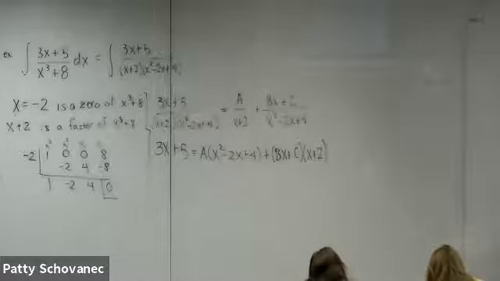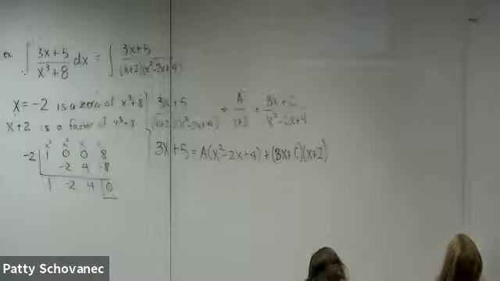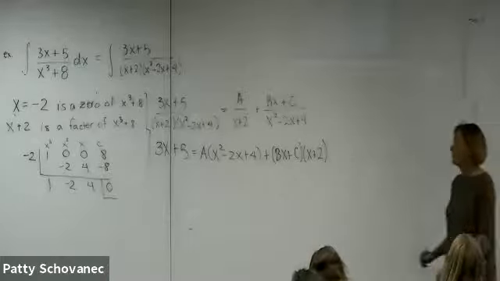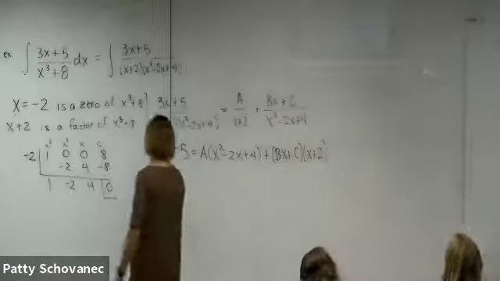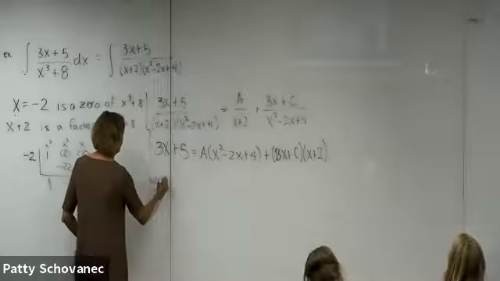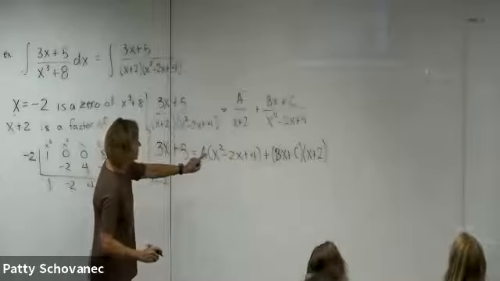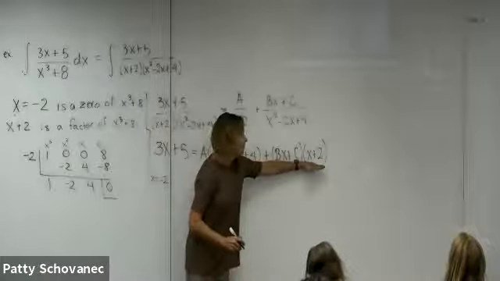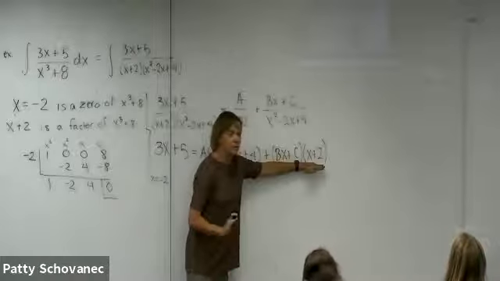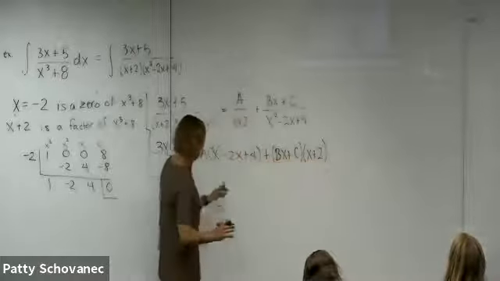Now that 5 may or may not stay there. I might change it depending on what we get for A. How am I going to get A real quick? Plug in X equals -2. Let's not worry about the 5, just that. Let's see what happens if X is -2. That's going to be multiplied by 0, so BX and C are going to be multiplied by 0.